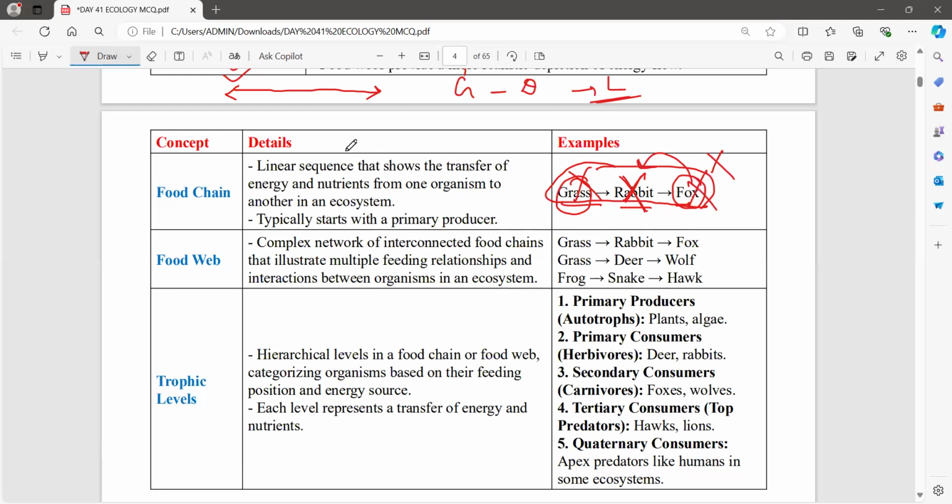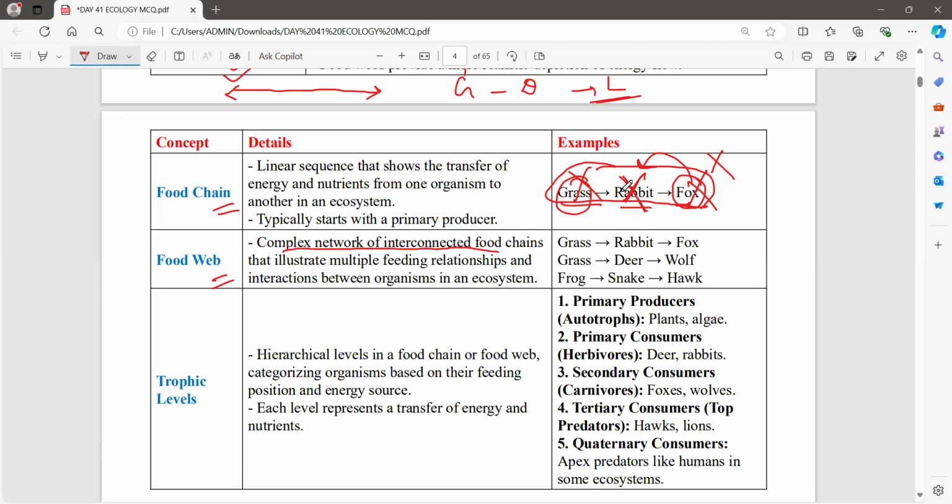So this is how, if one particular organism is removed from the ecosystem, the organisms which depend on that particular organism will also get affected. So this is what a food chain is. Now, a food web is a complex network of interconnected food chains. So, intermixing of food chains will be considered as a food web.